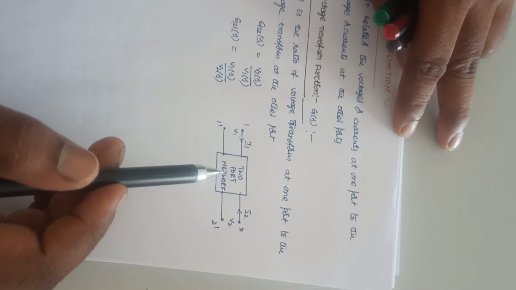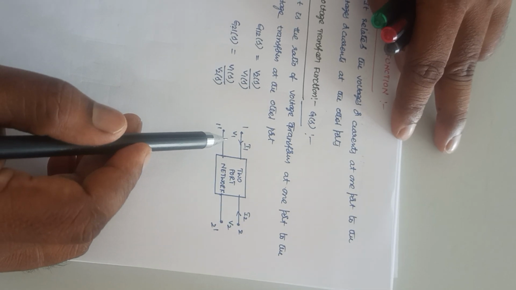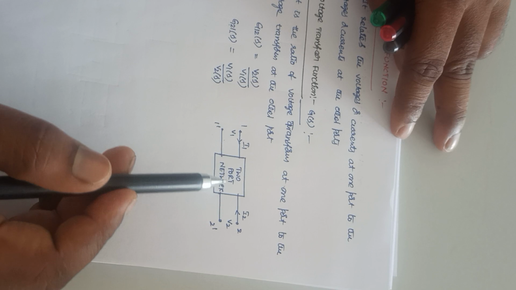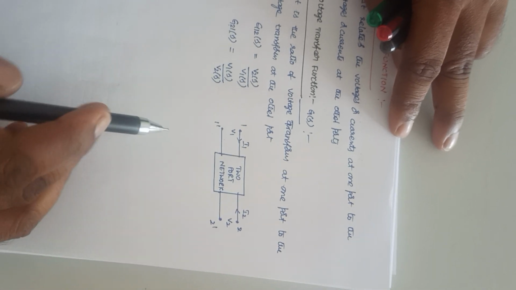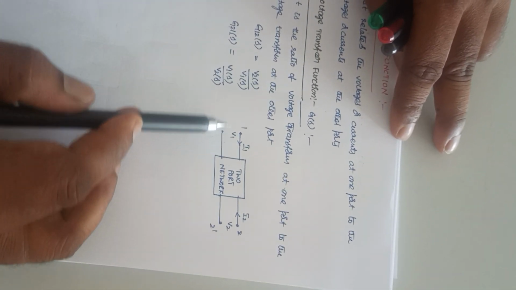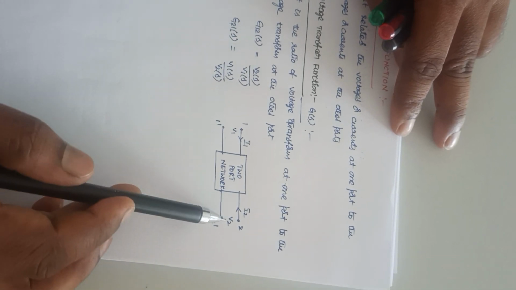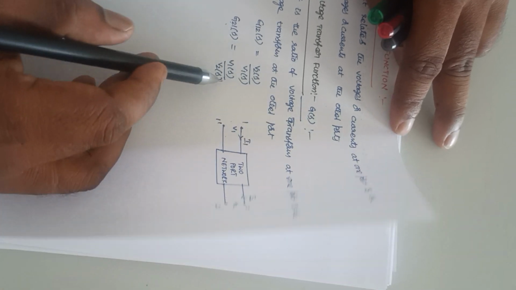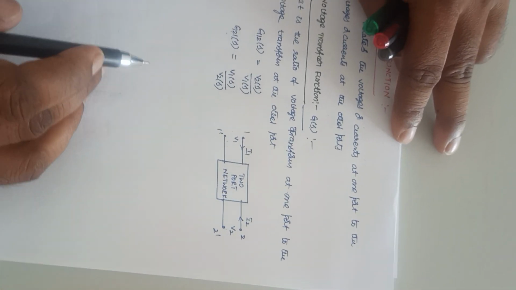in this transfer function concept, this transfer function relates the voltages or currents at one port to the voltages or currents at the other ports. So in this voltage transfer function, this G12 relates V2 of S and V1 of S. This G21 of S relates V1 of S and V2 of S.